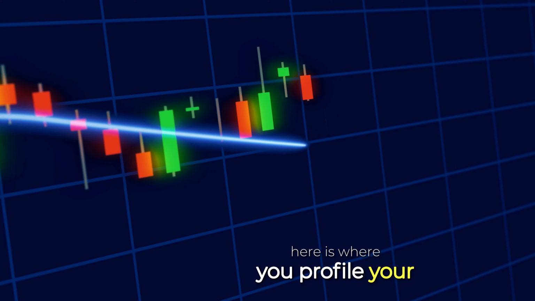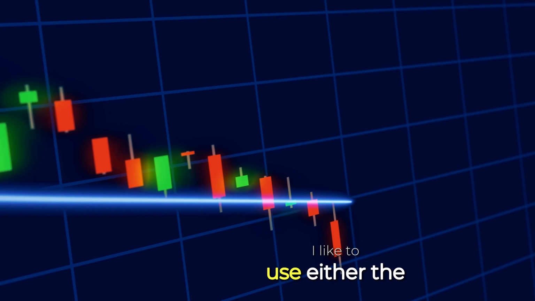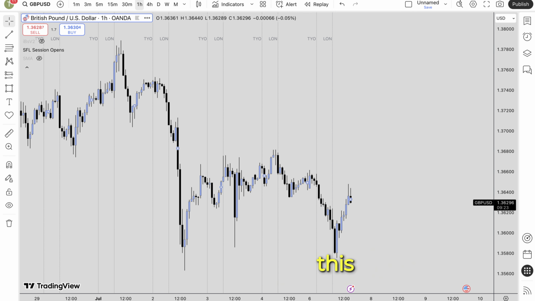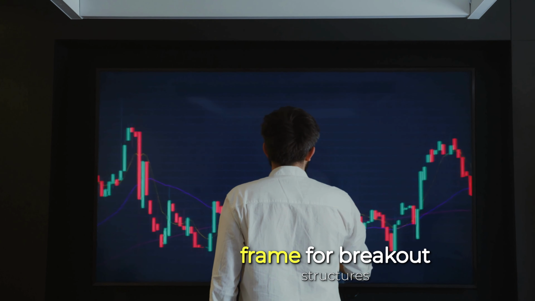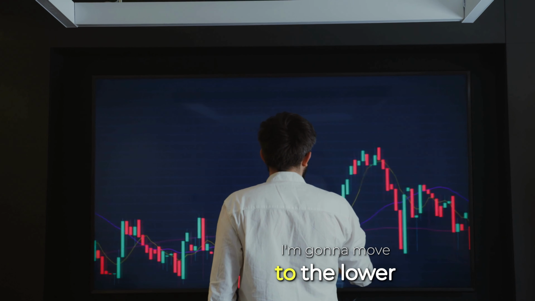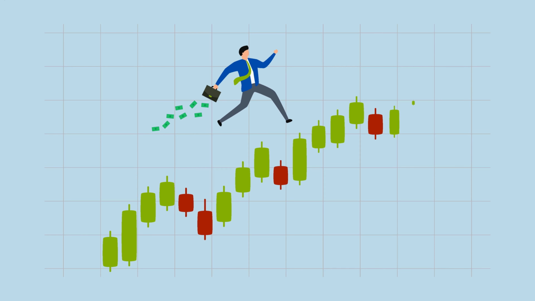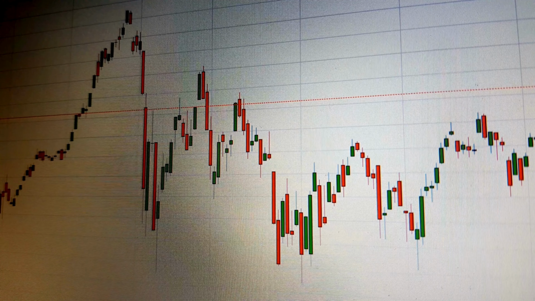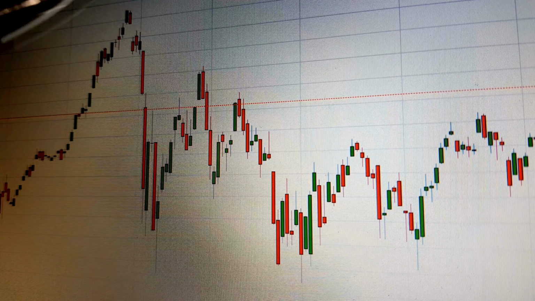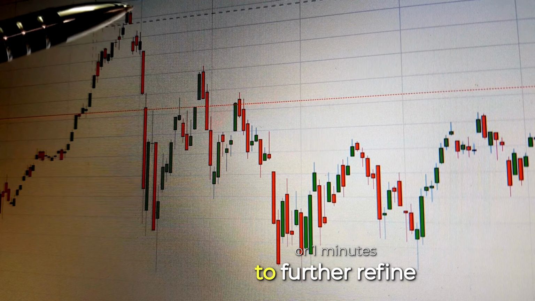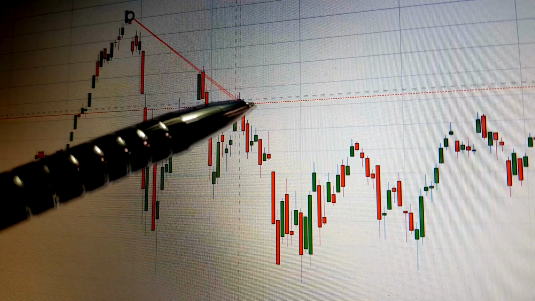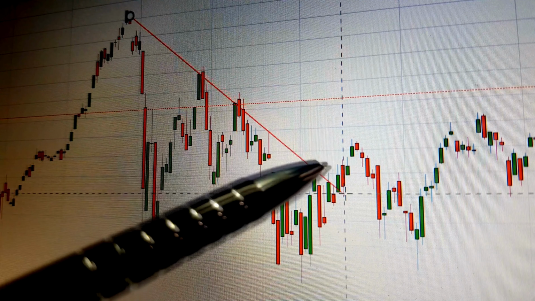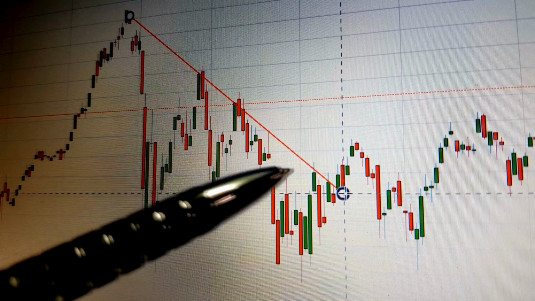Next, I'm going to move to the mid time frames. Here is where you refine your zones and place your setup. I like to use either the 1 hour or 30 minutes for this, zooming in and looking for any structural shifts. I also check the mid time frame for break of structures. Lastly, I'm going to move to the lower time frames for my entry, which is the 15 minutes, 5 minutes, or occasionally 3 minutes or 1 minute to further refine my entries. Now at this point, I like to wait for any break of structures and a retest. Once I have that, I'm going to place the trade with a tight stop loss. This just gives you a better risk to reward, but only if your higher time frames are aligned.